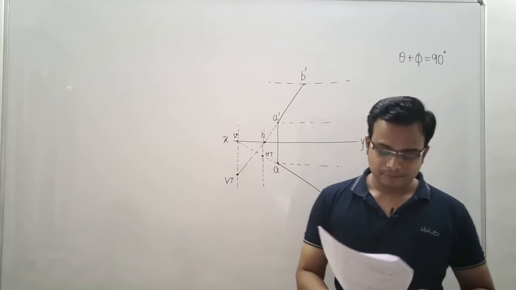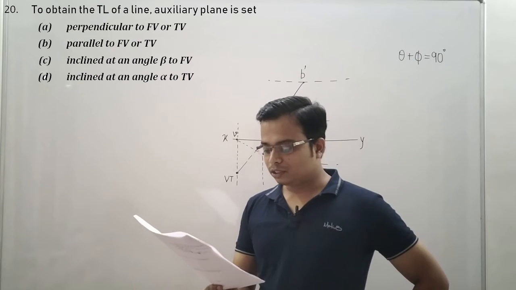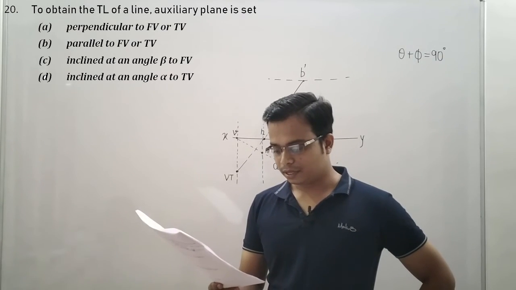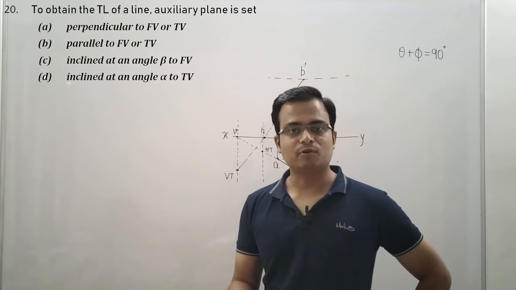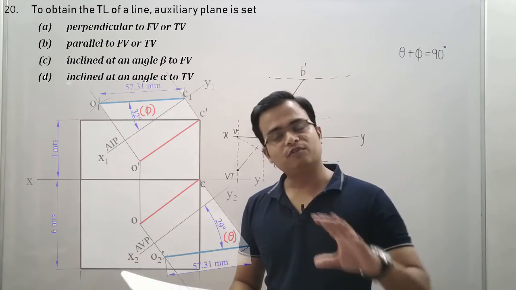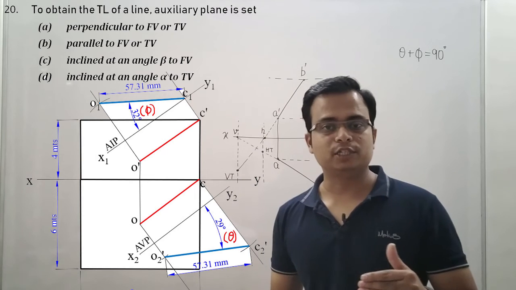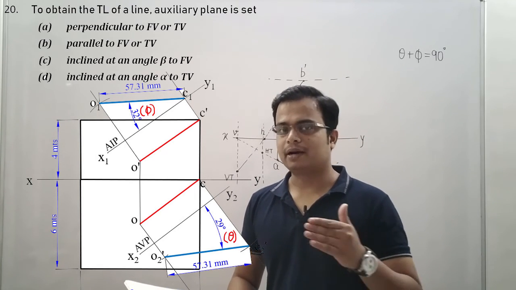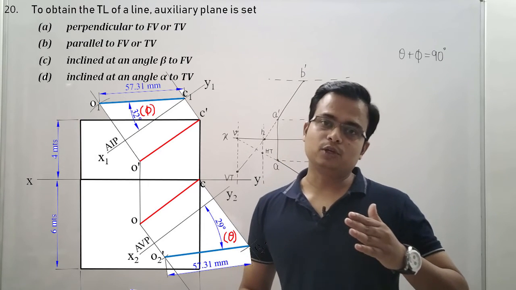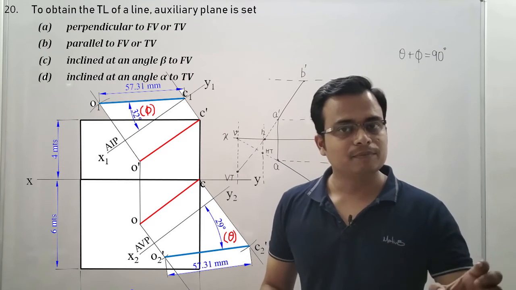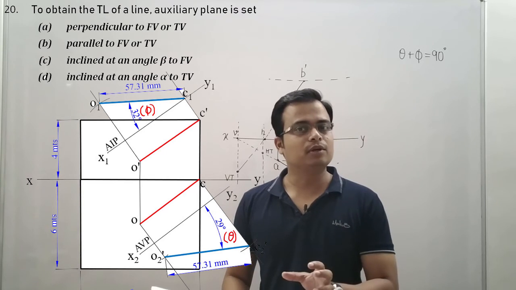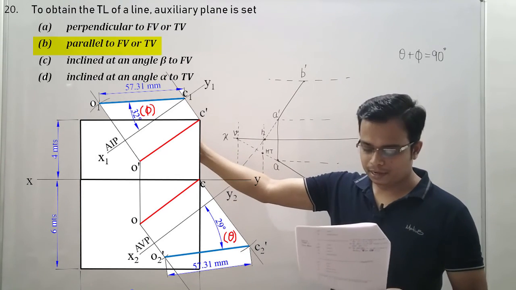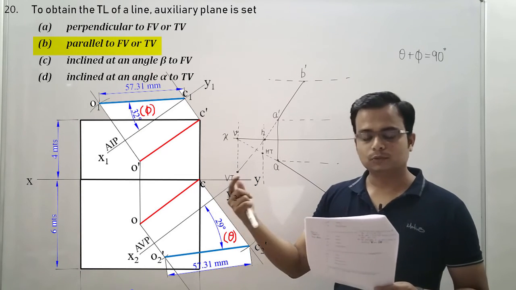Problem 20, and here it is. To obtain the true length of a line, the auxiliary plane is set. Okay, you know what the right option is. If you want to find the true length, set it either parallel to the front view or parallel to the top view. If you set it parallel to the top view, you will have the true length with theta. If you set it parallel to the front view, you will have the true length with angle phi. So the correct option is option B, and that is parallel to front view or top view.